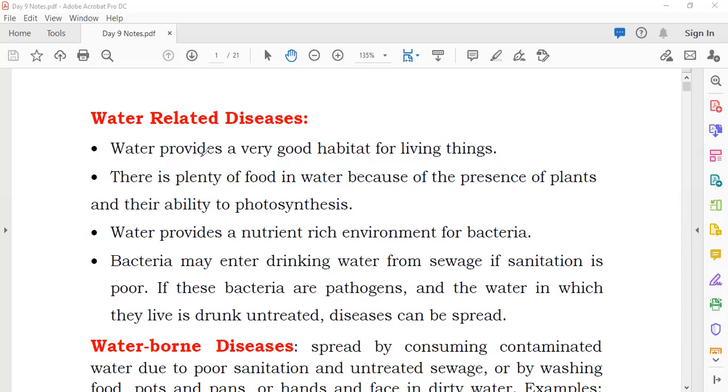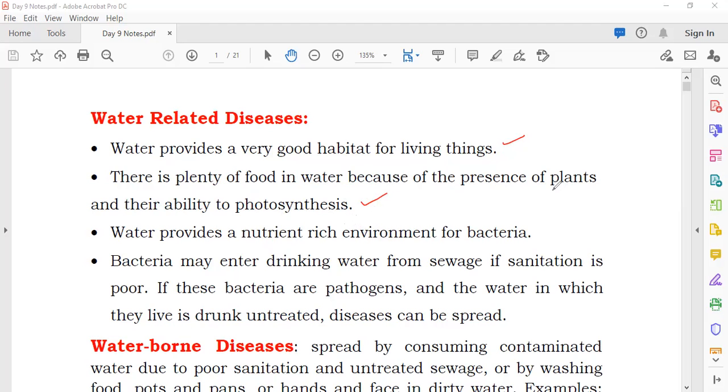So here, why is water suitable for the spread of disease? Because water provides a very good habitat for living things. We know that water is the basic need for any organism or living thing. Water is the basic necessity for that particular organism. Now they're saying there is plenty of food in water because of the presence of plants and their ability to photosynthesize. Even inside the water, you will find a lot of food for different organisms, especially microorganisms.